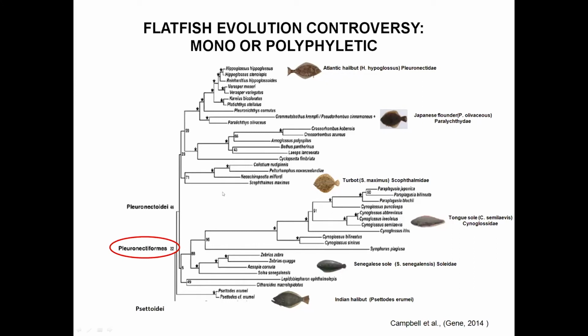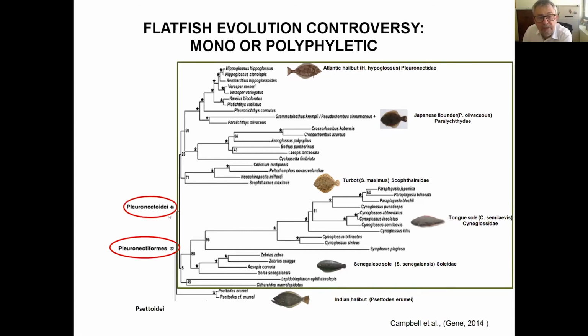So there has been a bitter controversy over the last decade between groups working on the phylogeny of flatfish, some suggesting and supporting a polyphyletic origin and some a monophyletic one. Really, there are two suborders within the Pleuronectiformes order, the modern flatfishes and the suborder Psettodoidei, the old flatfishes. And really the support for monophyly was very, very low.